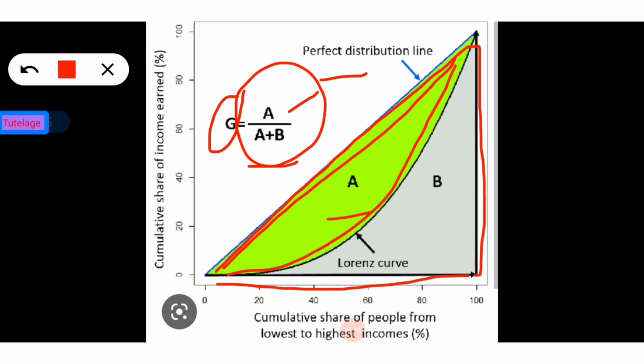So as a numerator we have triangle A, and in the denominator we have A plus B. That portion plus the total portion. So this is the perfect formula for the Gini coefficient. So capital G, or the Gini coefficient, is the ratio of A and A plus B. A indicates the area of inequality and B indicates the total triangle. I think the measurement of the Gini coefficient is clear.